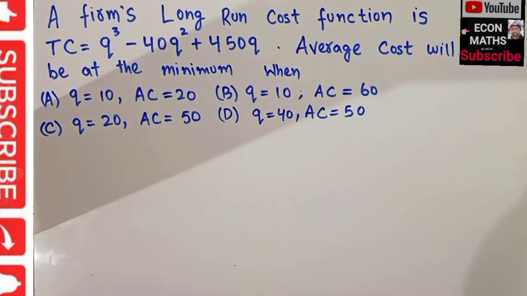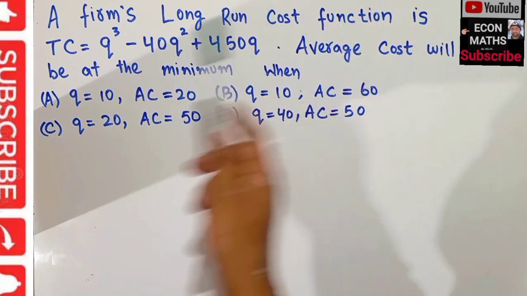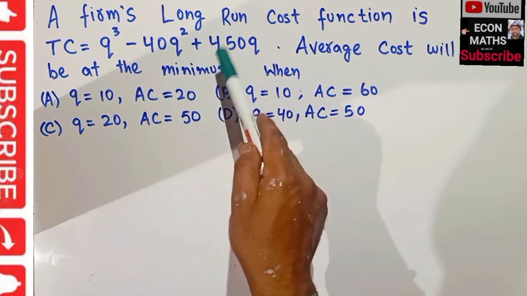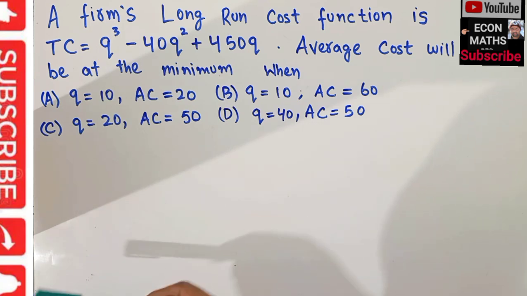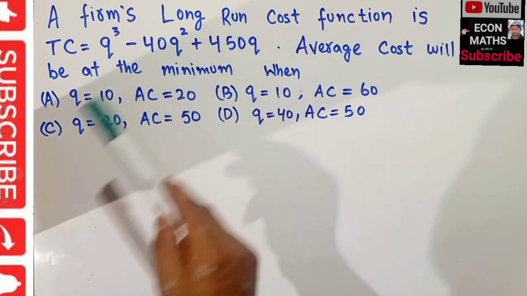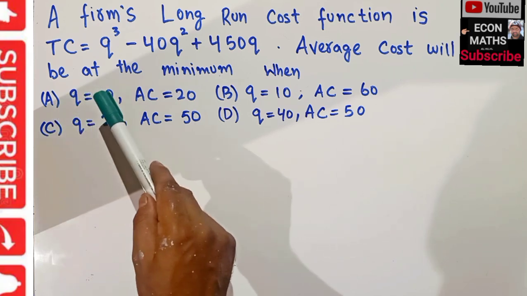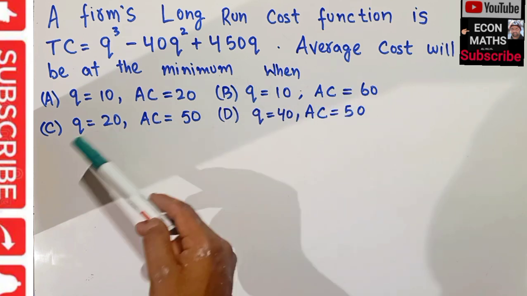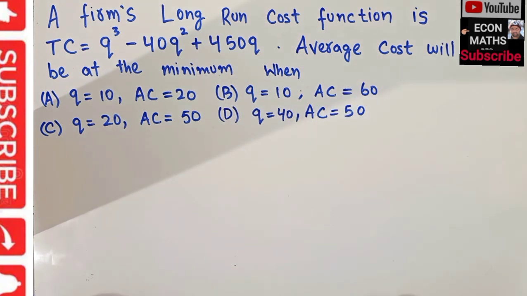How to find level of output where average cost is minimum? Question is, a firm's long run cost function is total cost is equal to q cube minus 40q square plus 450q, where q denotes the output of the firm. Average cost will be at the minimum when the options are when output is equal to 10 and average cost is 20. And similarly, we are being given the 4 options. We need to find out the correct one.